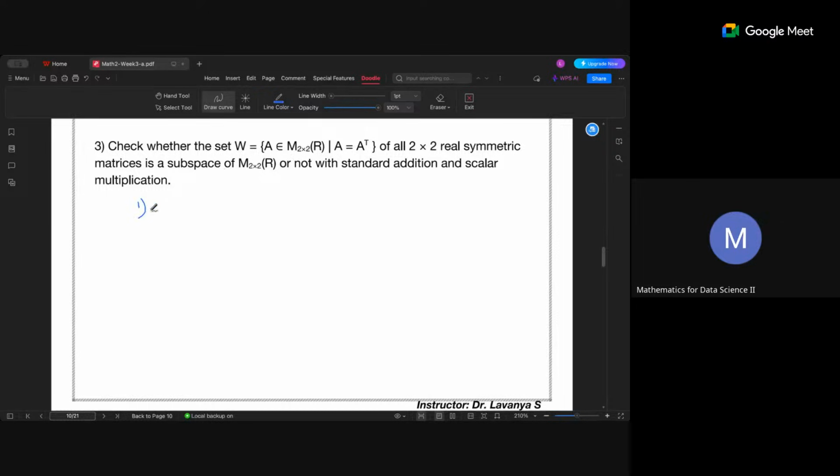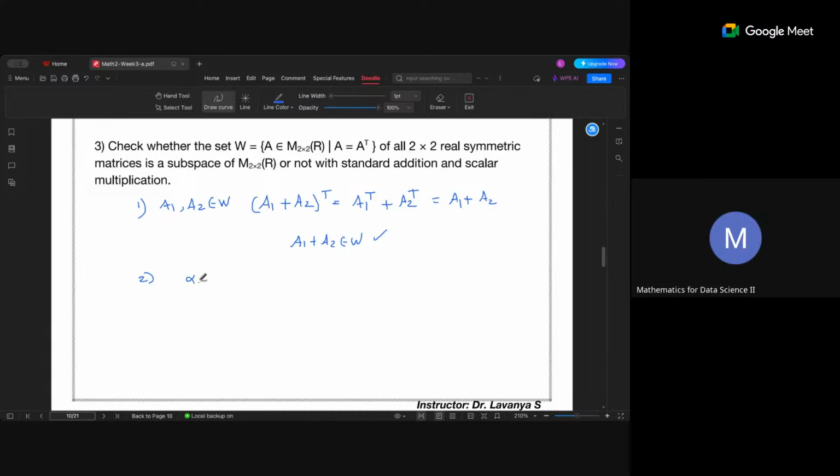What is the first step? Vector addition. Take two vectors from the set and check whether they are closed under addition. What is (A1 plus A2) whole transpose? It is A1 transpose plus A2 transpose. And what is A1 transpose? A1, and A2 transpose is A2. So (A1 plus A2) whole transpose is A1 plus A2, and hence A1 plus A2 belongs to W. So the first property, closure under addition, is satisfied.